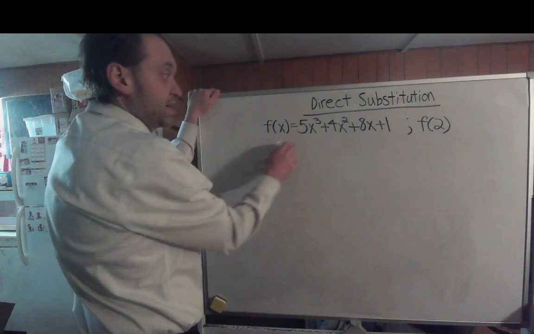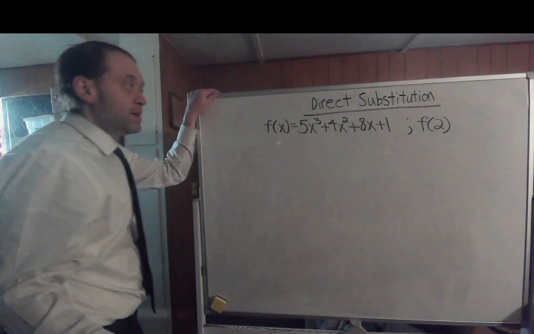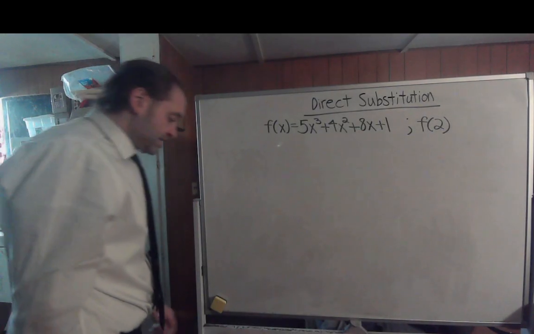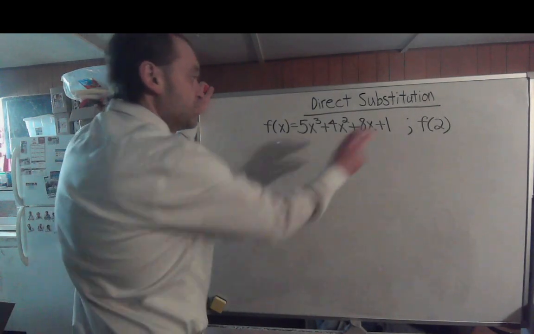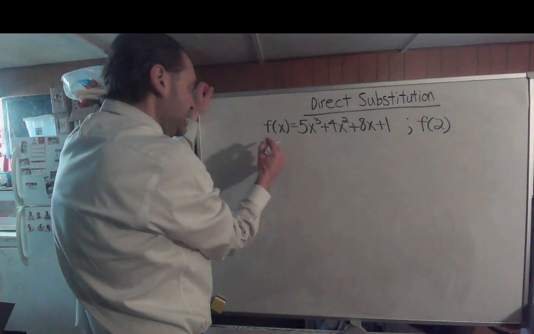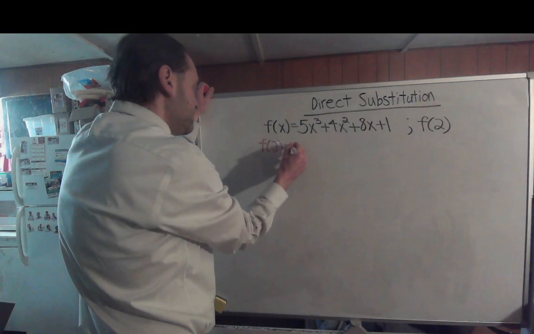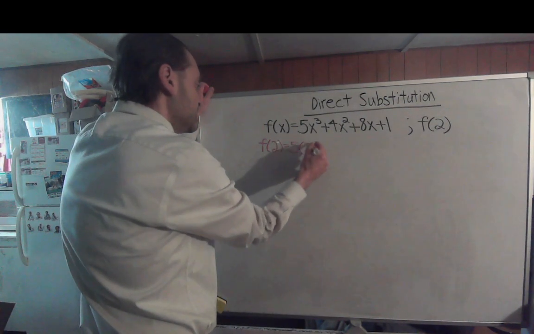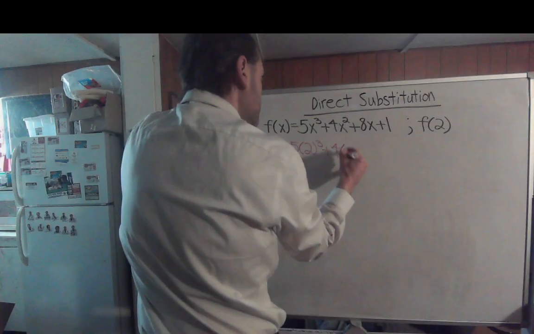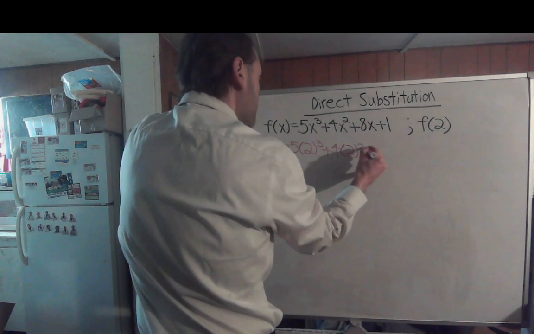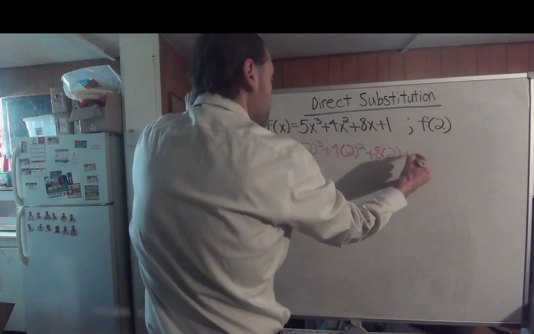You've got f of x equals 5x to the third plus 4x squared plus 8x plus 1. I think everyone here has a pretty good grasp on how to do it, but let's just review it real quick. I'll just take that 2 and put that in for the x. So f of 2 is going to equal 5 times that 2 to the third power plus 4 times 2 to the second power plus 8 times 2 plus 1.